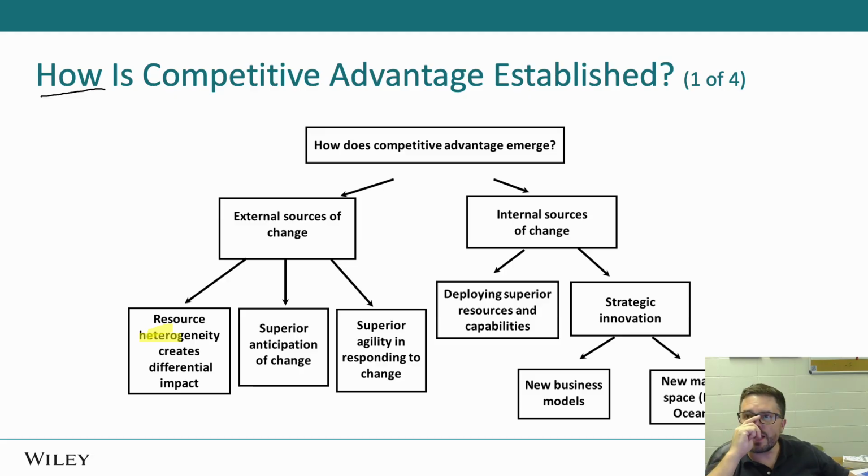The third one here is superior agility in responding to change. In some ways this is less a lower level capability than the anticipation, right? With anticipation, you see it coming and you get there quickly. With agility in responding, the change has happened, but you're able to shift quickly.